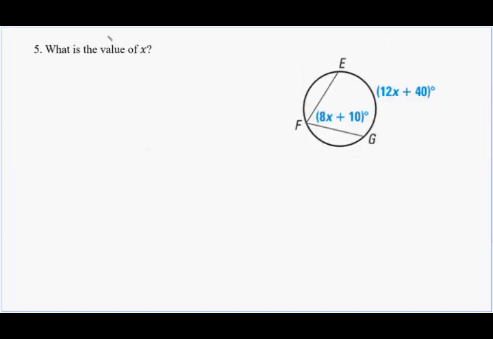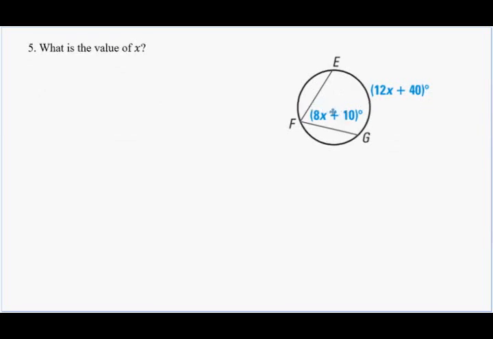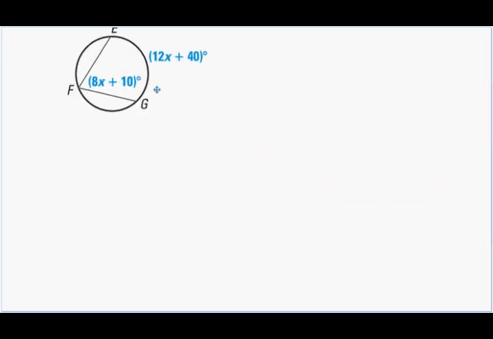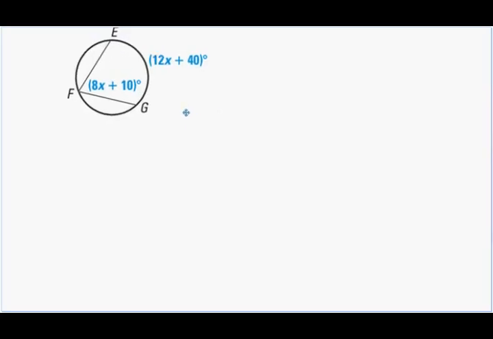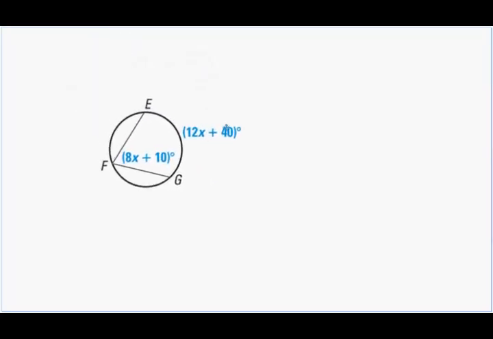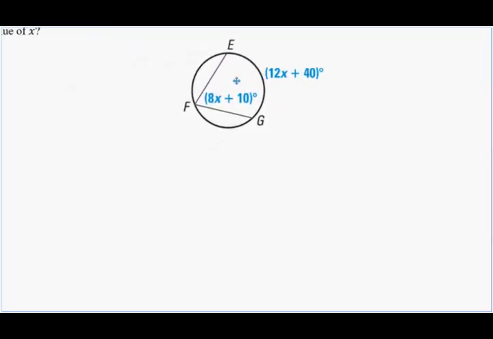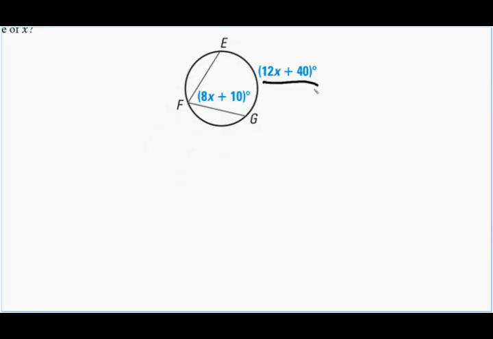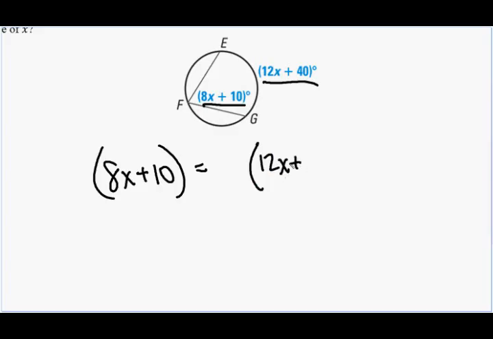All right, last problem. Very similar to the last example. We've got an inscribed angle and an arc, and it just says to find the value of x. That's all we got to do. Well, that's fine anyway. I'm just going to write these two as being equal to each other for now. 8x plus 10 is equal to 12x plus 40.